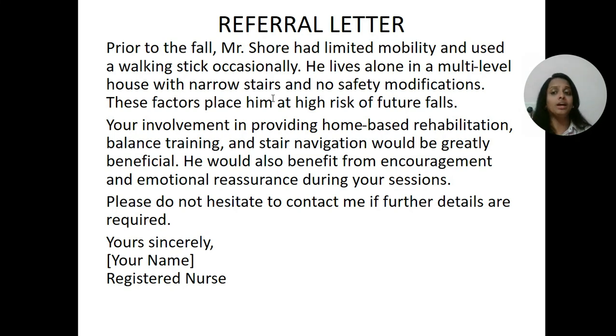So no paragraph is longer than four sentences. That's the key. Paragraph should breathe. If they feel like a block of text, the reader zones out.